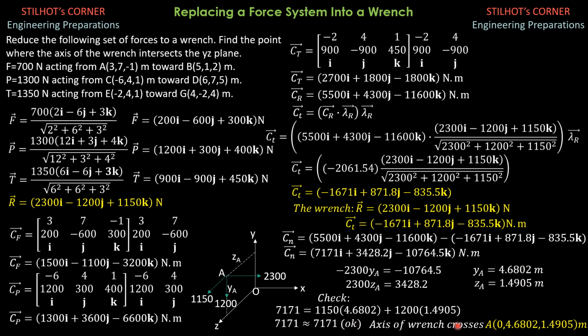The axis of the wrench therefore crosses point A, which is at 0, 4.6802, 1.4905 meters. So that's it for this video.